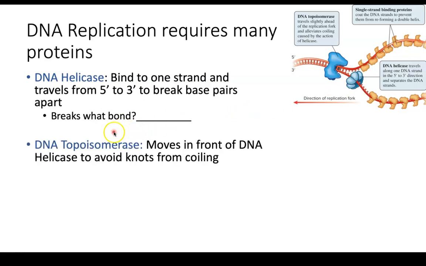But for DNA helicase to work, we need another enzyme called DNA topoisomerase. DNA topoisomerase moves a little bit ahead of the zipper, or the helicase, to stop the DNA from coiling amongst itself.